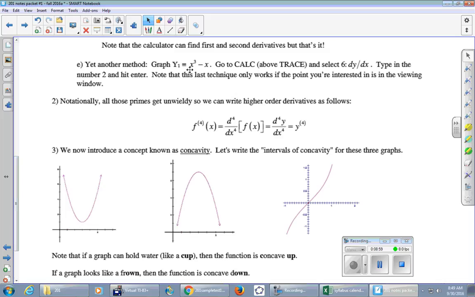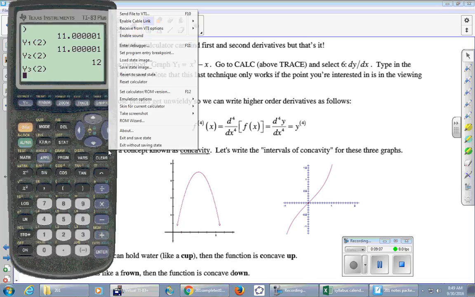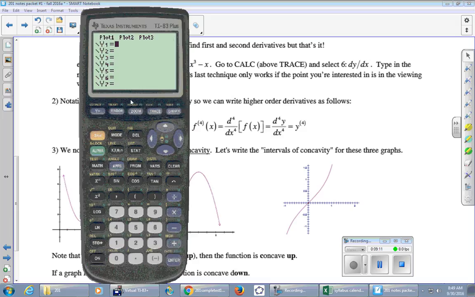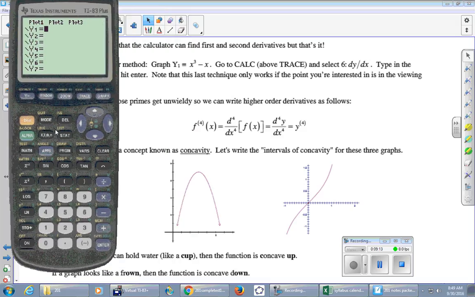Part E here says yet another method with the graphing calculator out. It says we're going to graph this function. So I'm going to come in here and I'm just going to start over. So we're going to go into y equals, everything's cleared now, and we're going to type in x cubed minus x. That's our original function there. And I'm going to graph this guy. Yeah, we'll take a look at the graph first.